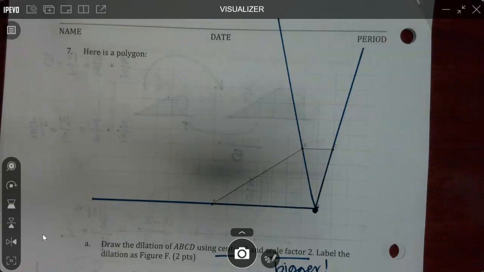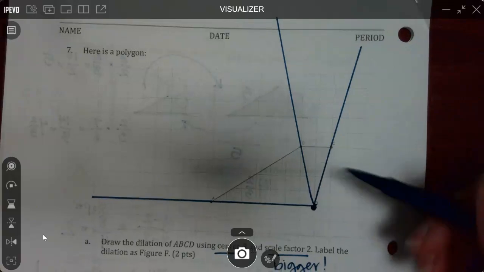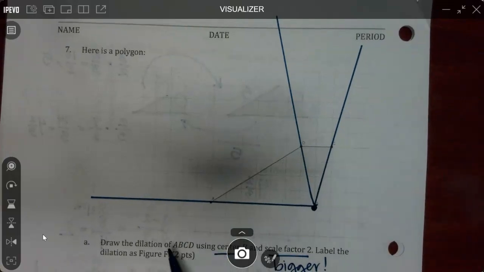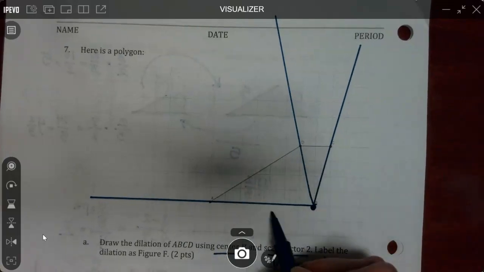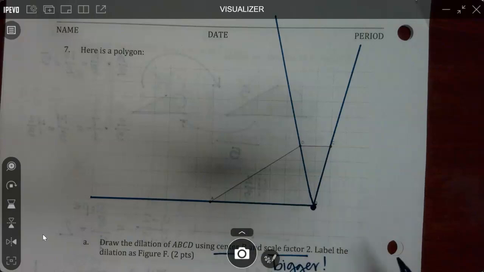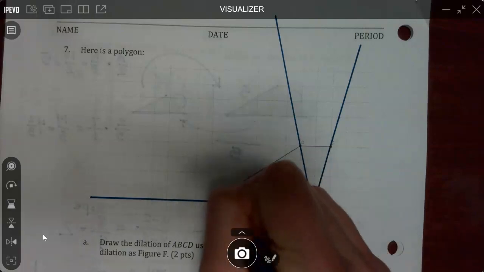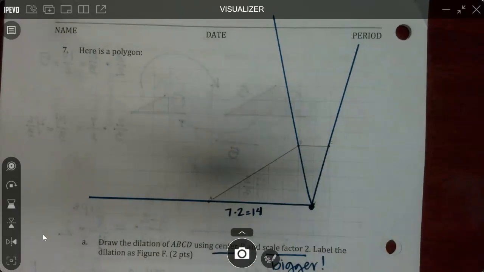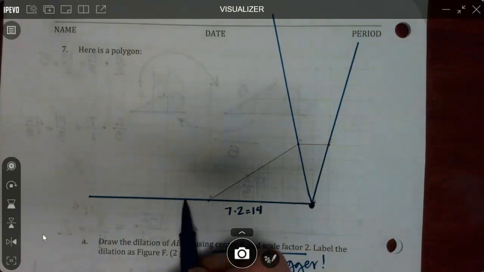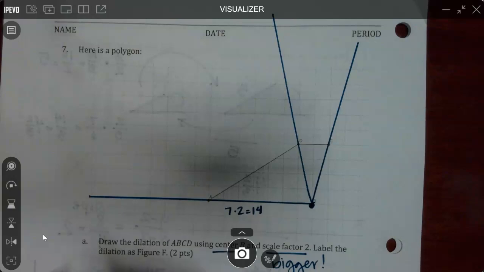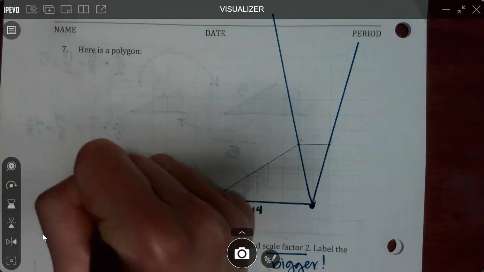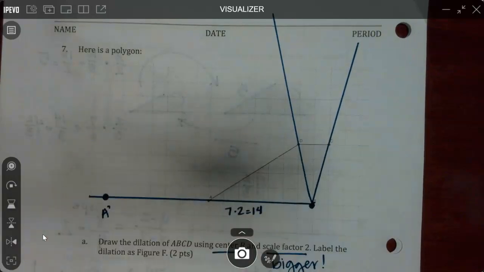End of story. So if I get 2 times bigger, the easiest one is A, because that's on a line. So let's count. 1, 2, 3, 4, 5, 6, 7 boxes. Well, 7 times 2, now I need to go 14. So 7 more. 1, 2, 3, 4, 5, 6, 7. All right, A prime. Great.